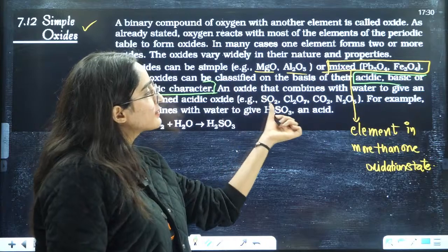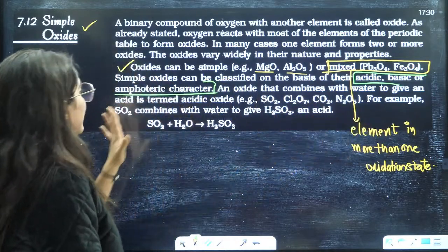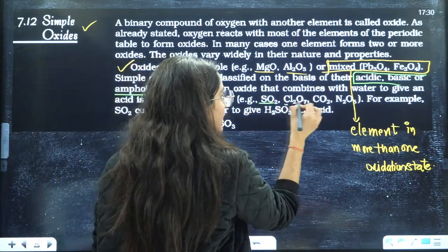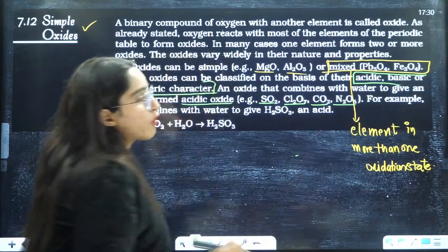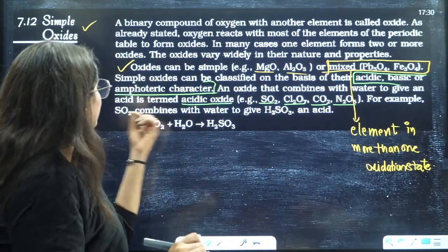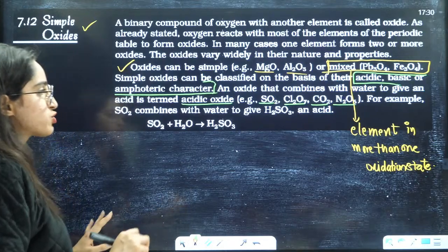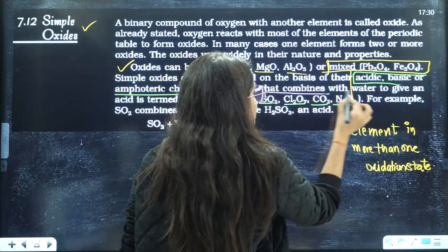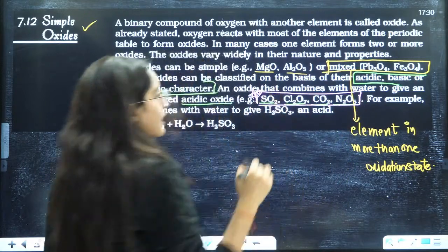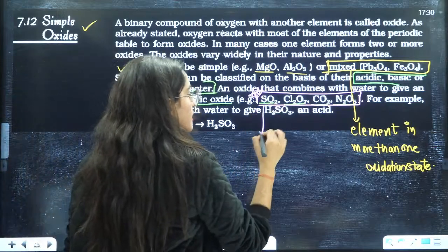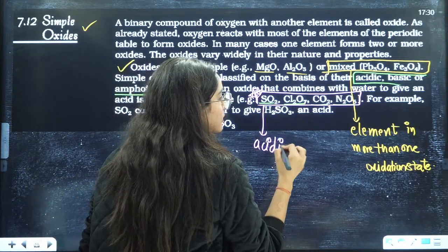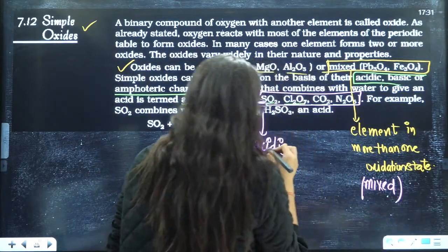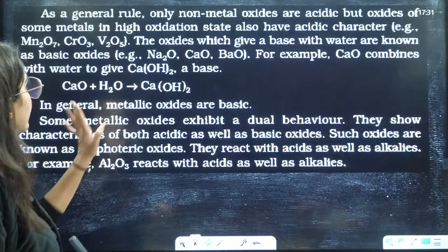Okay, so an oxide that combines with water to give an acid is termed an acidic oxide, right? Like SO2, Cl2O7, CO2, N2O5, all of these are acidic oxides. For example, SO2 combines with water to give H2SO3, an acid. So these are the examples of acidic oxides that you need to know, right? Very important examples of acidic oxides, okay? These are the examples of mixed oxides. These are the examples of acidic oxides.